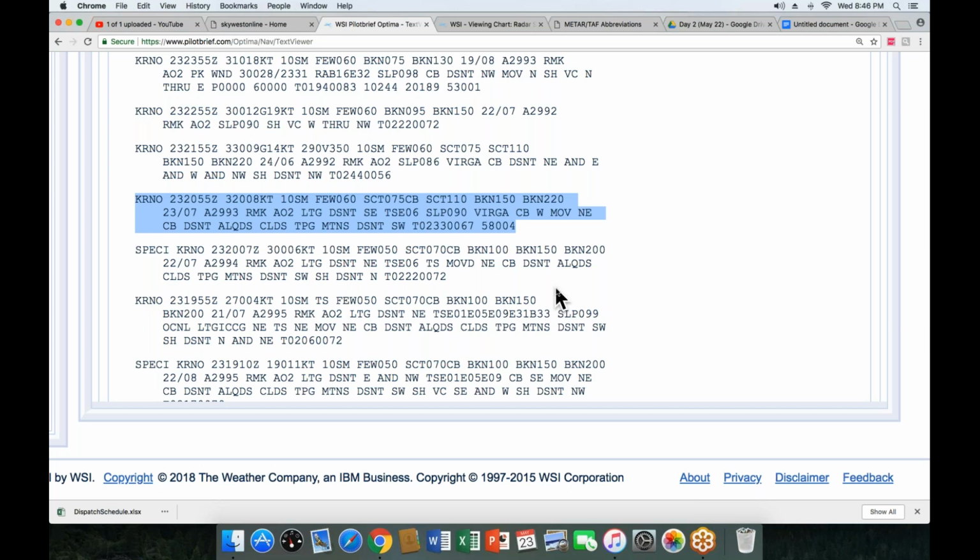Cumulonimbus, to the west, moving northeast. And then there's another cumulonimbus in the distance. ALQDS. Definitely got to look that up. All quadrants. So there's clouds in all quadrants, I guess. Yep. So the entire area is surrounded with these cumulonimbus clouds in the distance.